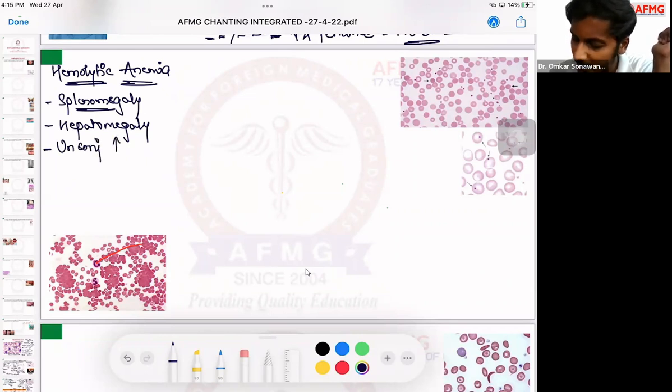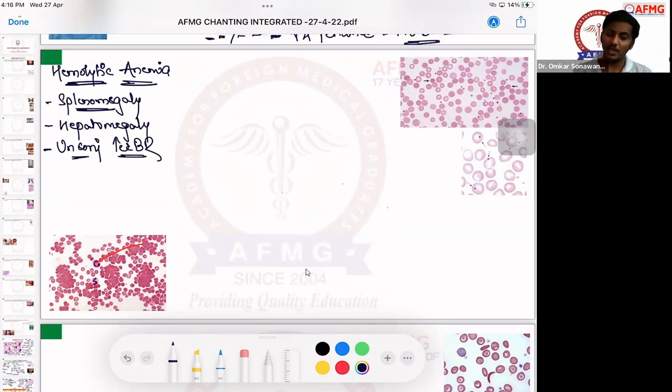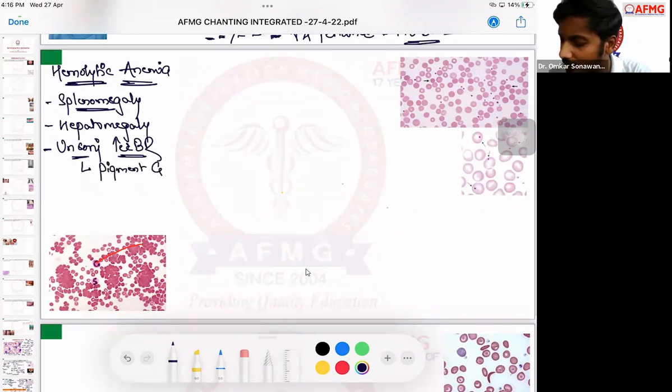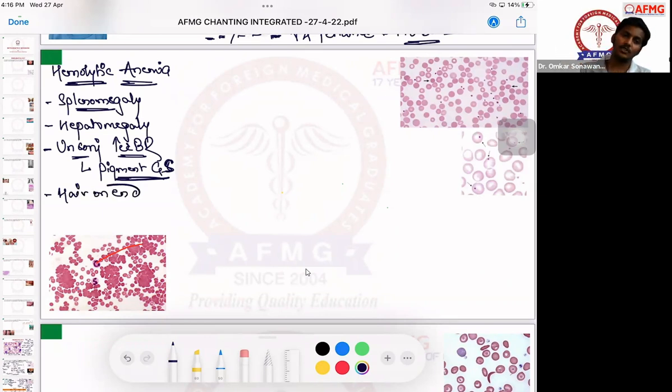What would be seen? Unconjugated hyperbilirubinemia. And if there is unconjugated jaundice in a patient, there would be a high risk of pigment gallstones. In cases of hemolytic anemia, which gallstones are much more common? It is the pigment gallstones, due to production of excess bile pigments in the patient. These are the things that you need to remember. And skull X-ray shows which appearance? Please remember, skull X-ray usually shows hair on end appearance or crew cut appearance.